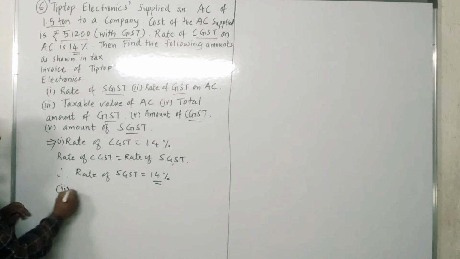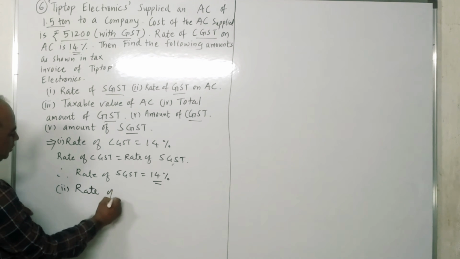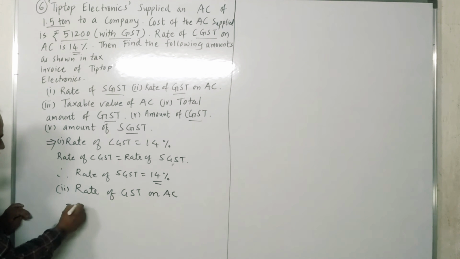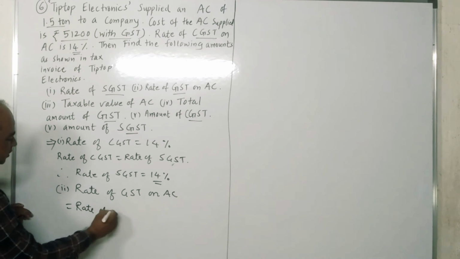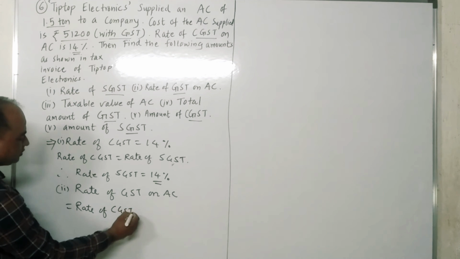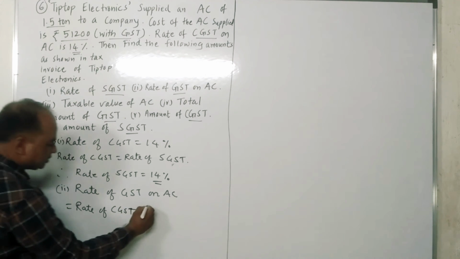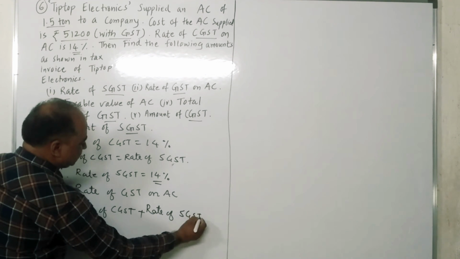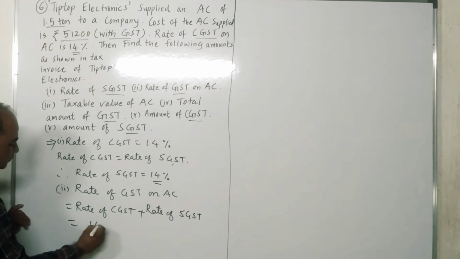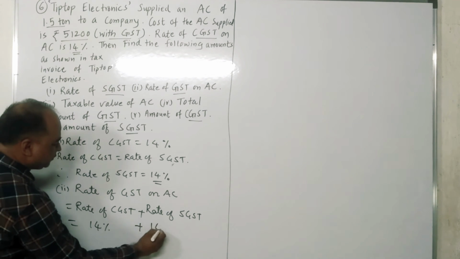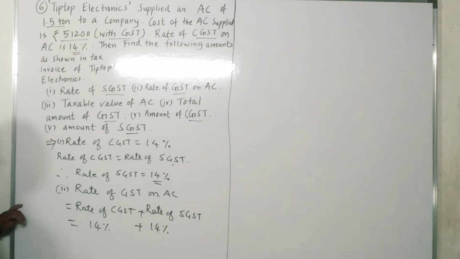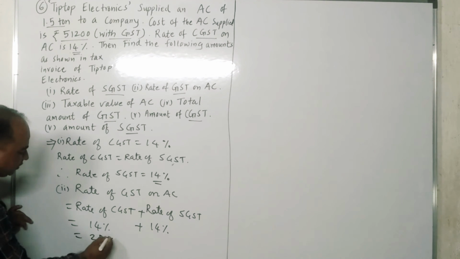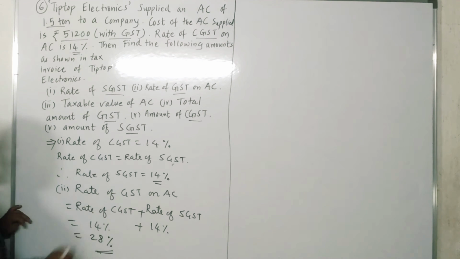Now second, the rate of GST on AC. The rate of total GST on AC is equal to the rate of CGST, Central Goods and Service Tax, plus the rate of SGST, which is equal to 14% plus 14%. CGST 14, SGST 14. So total GST is 28%.